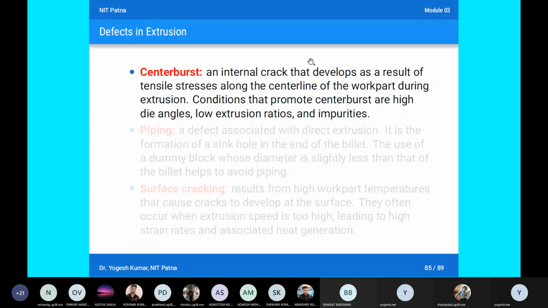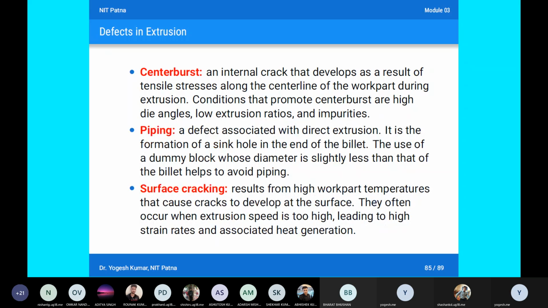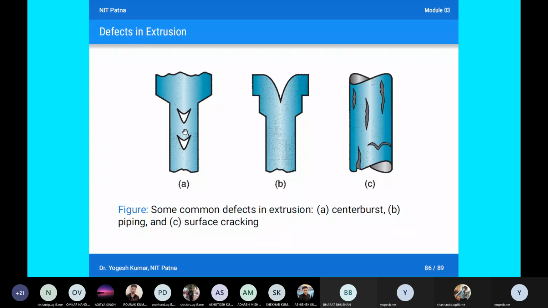There are a few kinds of defects in extrusion processes, and there are three major types of defects that exist: center burst, piping, and cracking. Under center burst, what is happening? Some crack is generated in the center of your extruded workpiece, inside your final product.